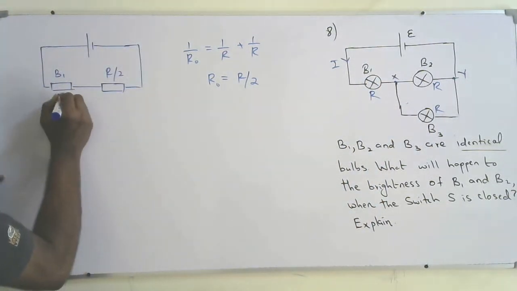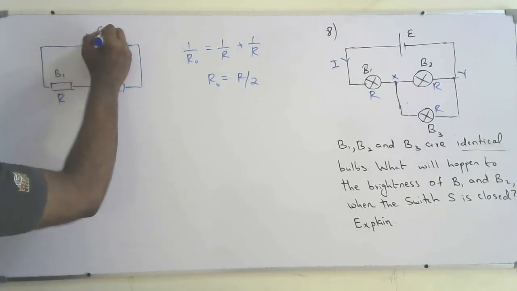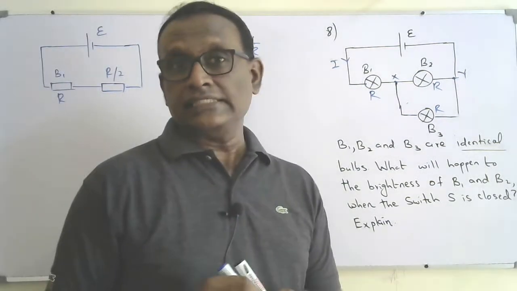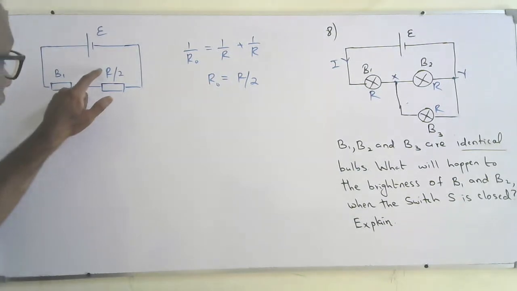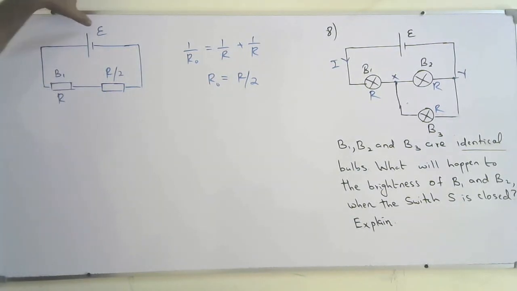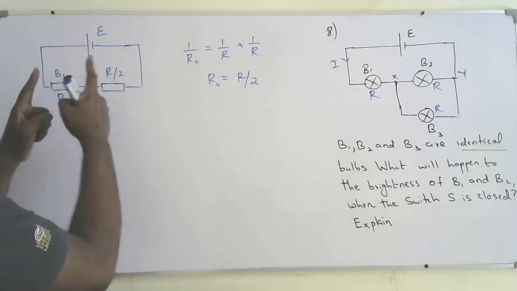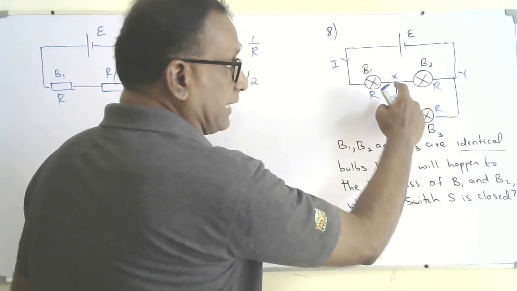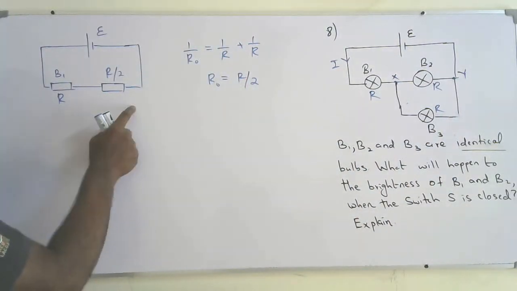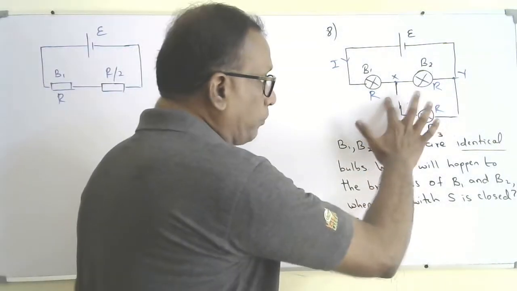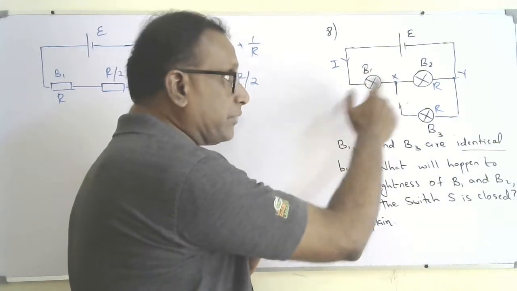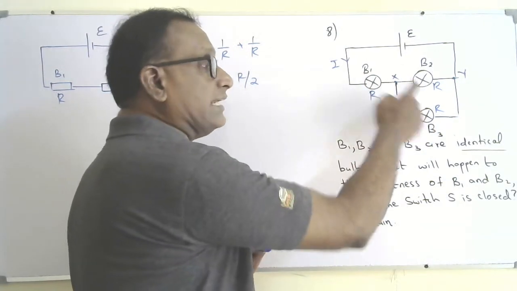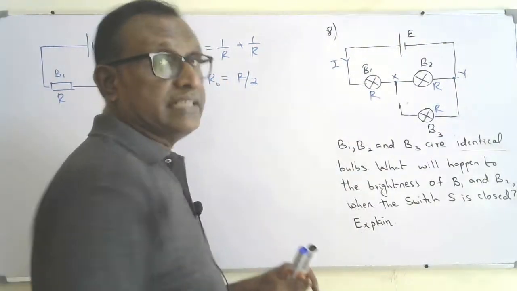Okay, so now what will happen? The same applied voltage, the voltage is the same now. No change in the applied voltage, but the equivalent resistance of these two bulbs has dropped to R by 2. So the same applied voltage is going to be divided across B1 and the equivalent of B2, B3, that is across the junction, in the ratio of their resistance. Earlier, when the switch was open, the EMF was divided equally, as EMF by 2 and EMF by 2.